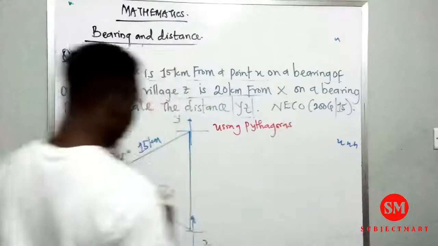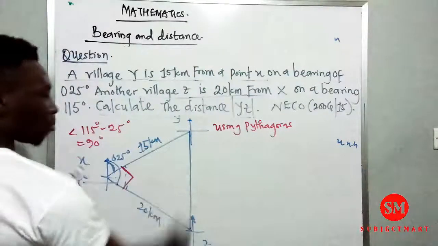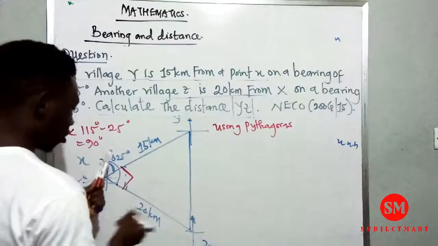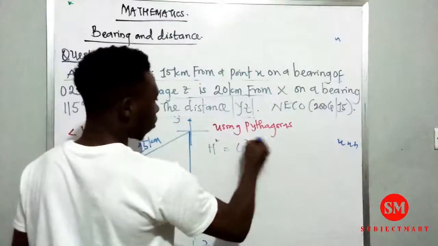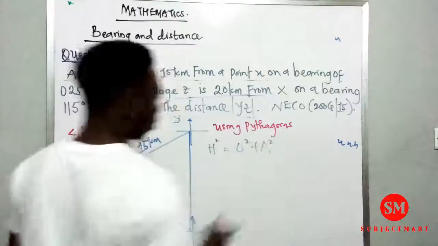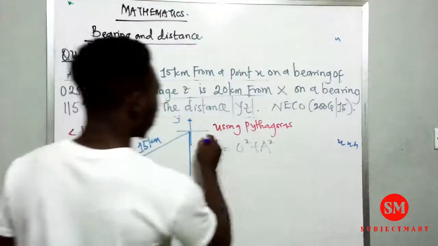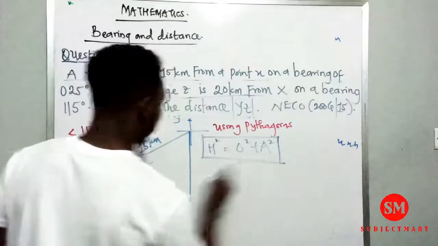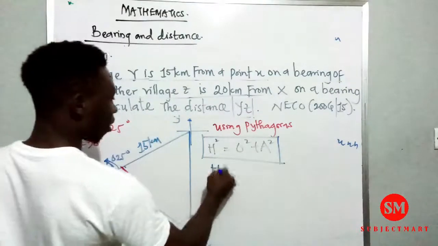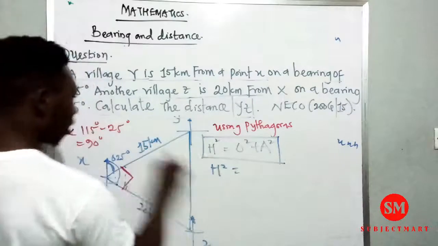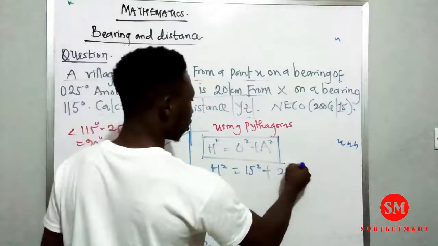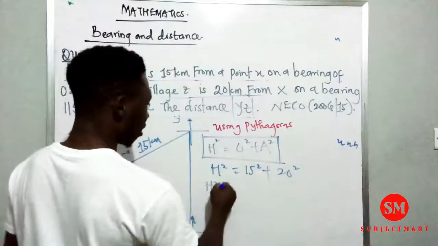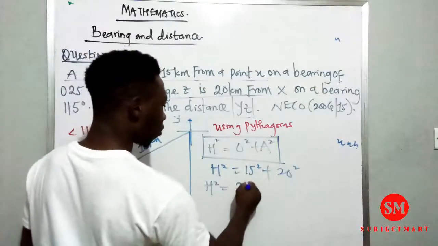Pythagoras says, since this is my hypotenuse, H squared is equal to O squared plus A squared. This is my Pythagoras formula. Since I don't know H here, H squared is equal to my O squared, that's 15 squared, plus my A squared, which is 20 squared.